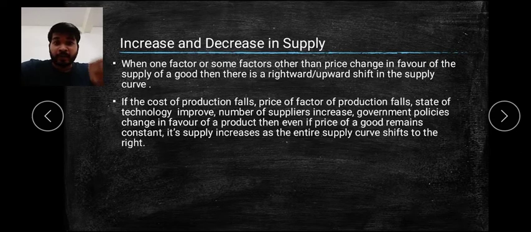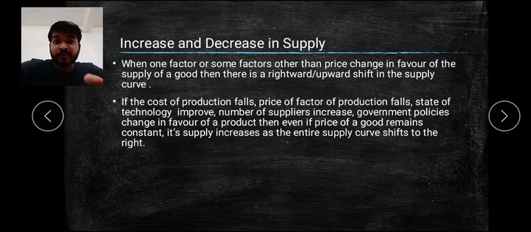We have inputted advanced technology, and because of that the time has been saved. So more production is being done, and when more production is done, the supply will be more. When more supply is done, we can find more profit. Then we can say the number of suppliers increases.